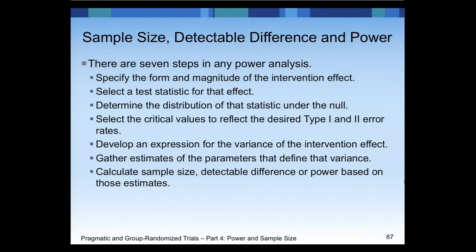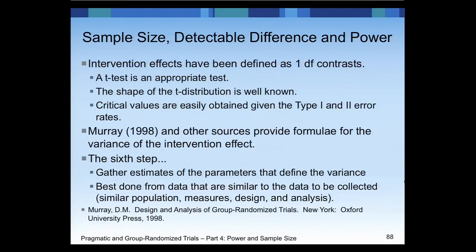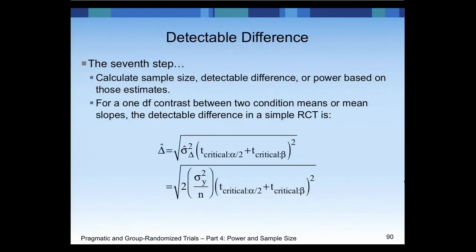The 5th step there, developing an expression, can be tricky, but my book is an excellent source, and there are other places where you can find expressions of the variance. Gathering estimates of the parameters is perhaps the most difficult step. Very important. We talked about doing that for a moment. And then actually calculating the sample size, detectable difference, or power is fairly straightforward once you've gone to the work to figure out what is the variance of the intervention effect and what are the estimates that I can apply.